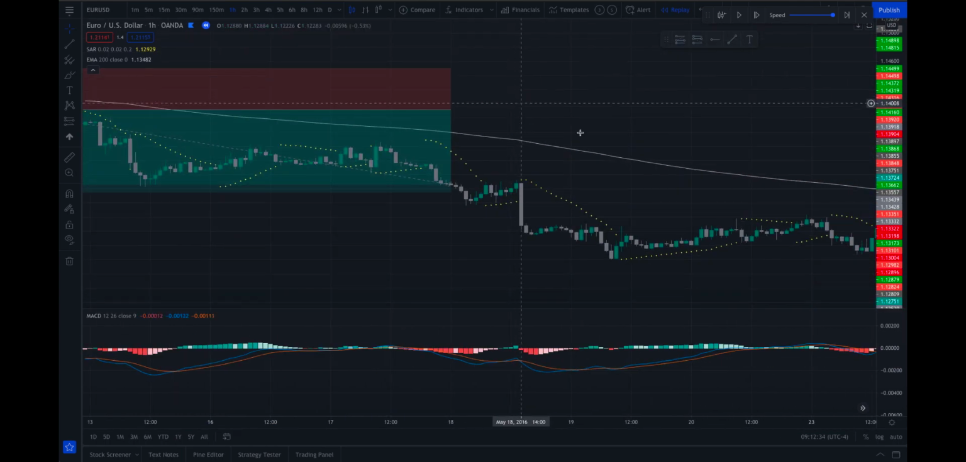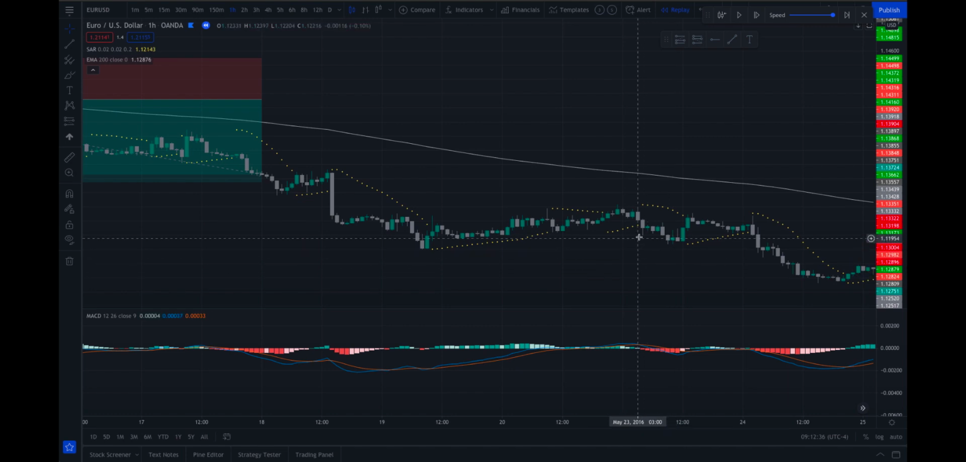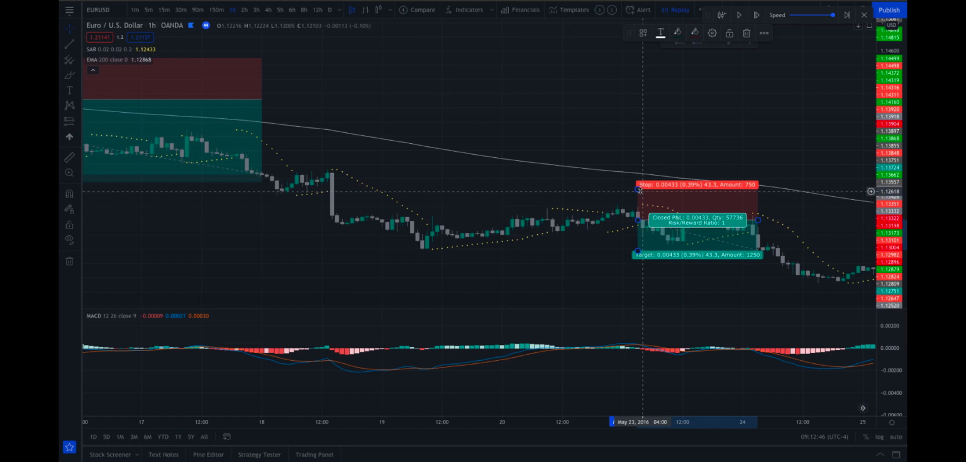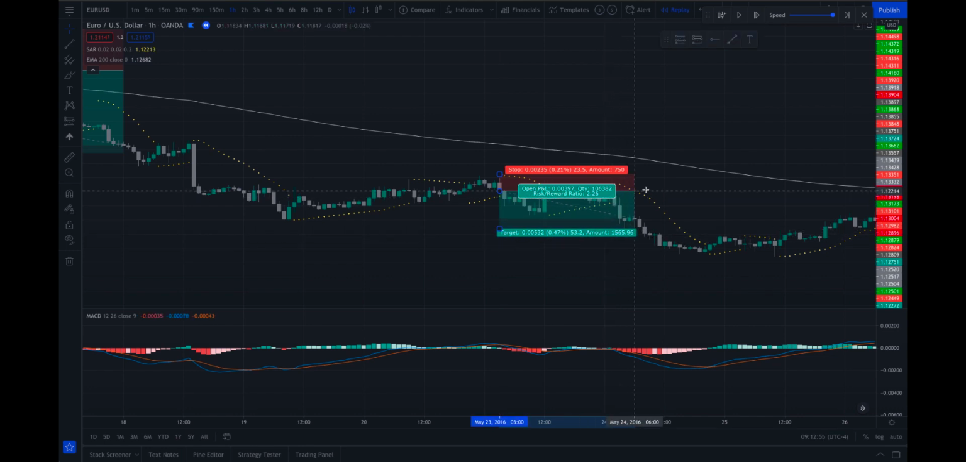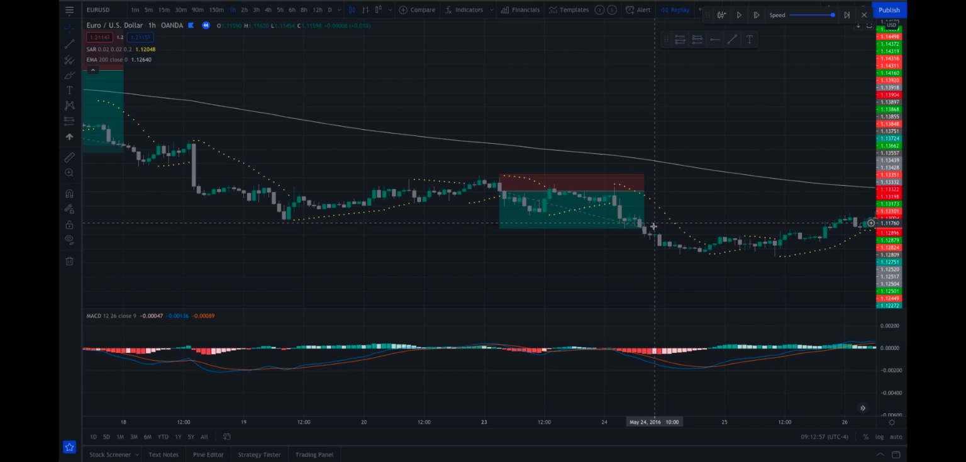And we'll see if we can find one more right here below the 200 EMA. Parabolics are short, MACD cross above the zero line. This is our entry candle. Stop above the previous high, target 2-to-1. And we have a successful trade right there.